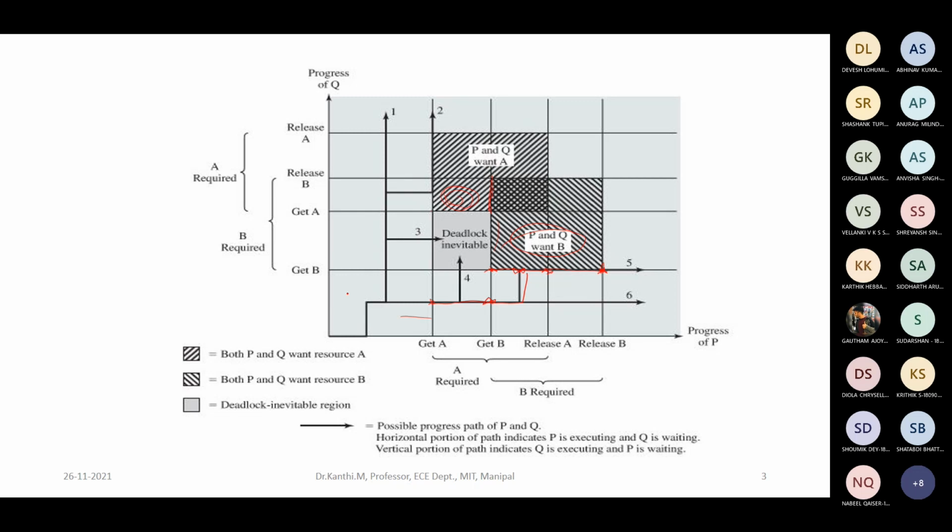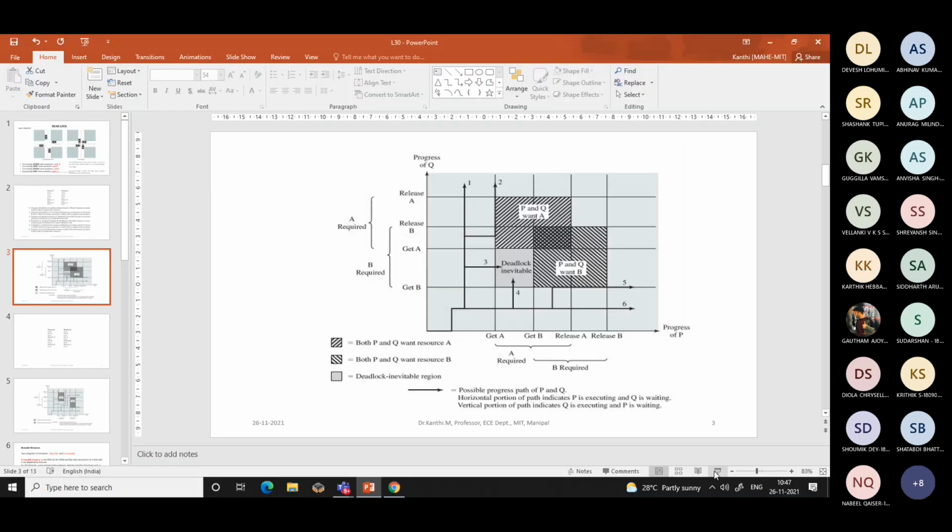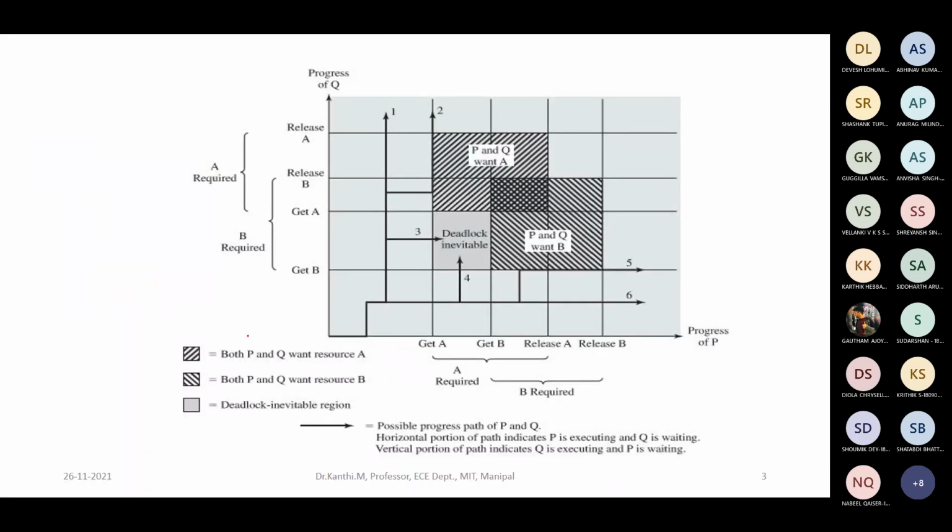Finally, the last situation, which we have given for 6, is simple and straightforward. You can see here that only the process P acquires A, acquires B, and releases A and releases B. So far, Q is not interested in any of the resources. So it's a smooth way of execution.